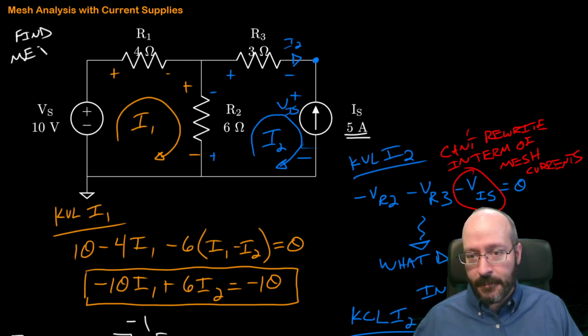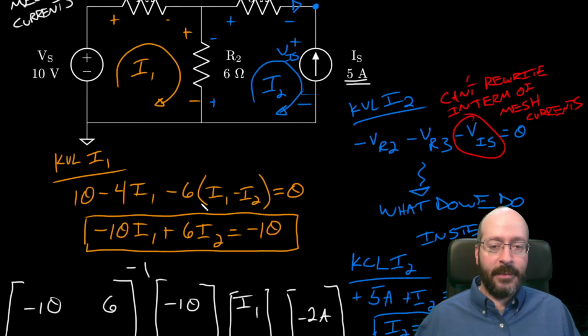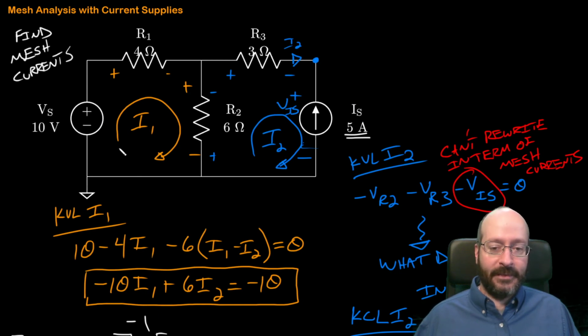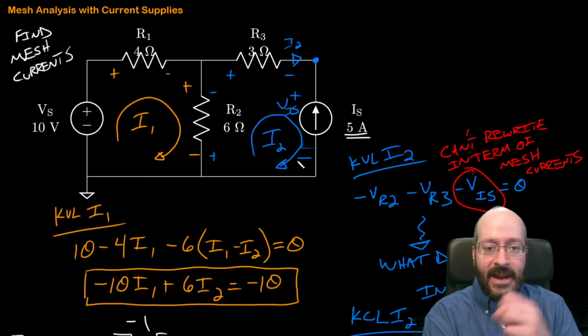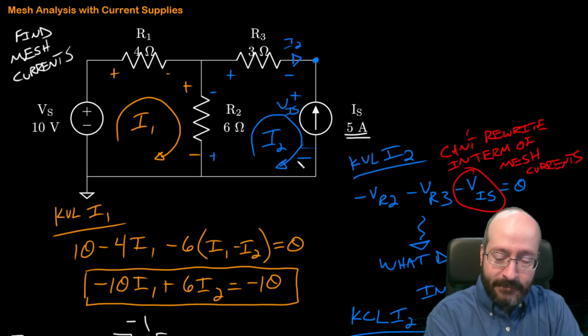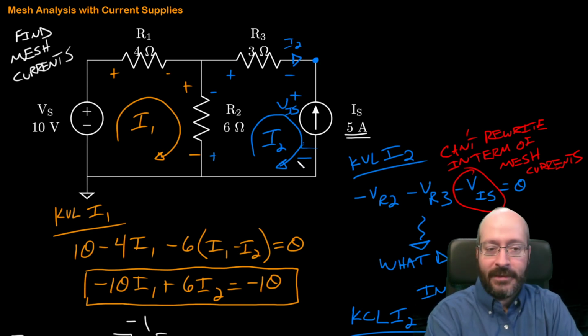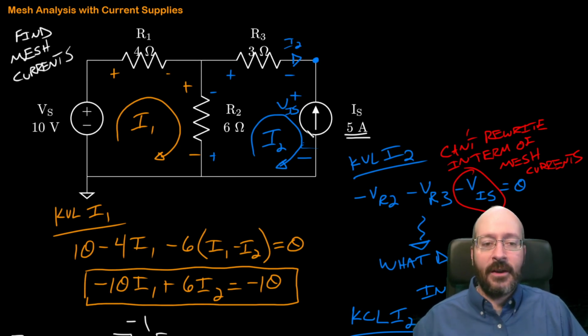Find mesh currents. Because once I have those mesh currents, I can use them to go find other values in the circuit, and I think we've done that a good amount. So I've got -2 amps flowing this way and -5 amps flowing that way. Okay, so of the two cases that have current supplies, when we're doing mesh analysis of circuits that have current supplies, this is the easier of the two. Okay, the next one's not that much harder, so don't be scared of it. But the moral of the story here is, if I see a current supply, I'm going to write a KCL.